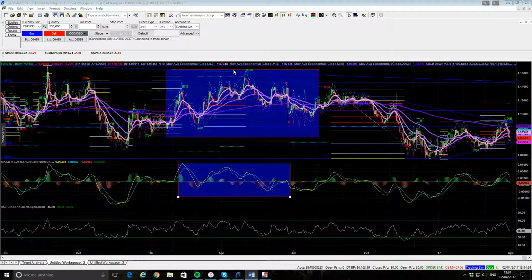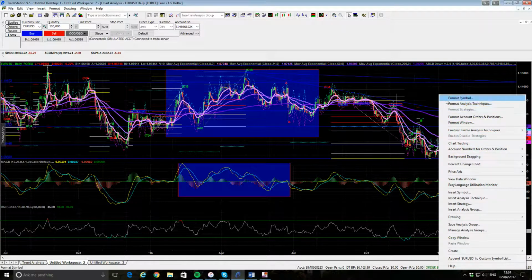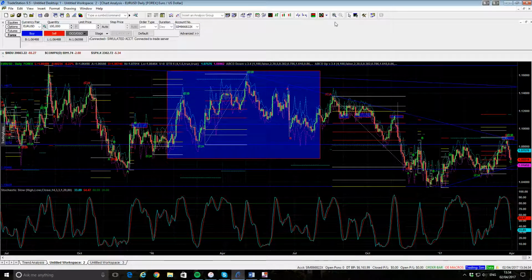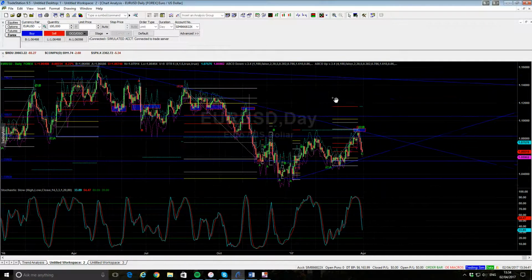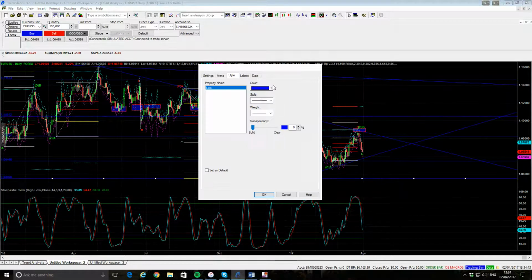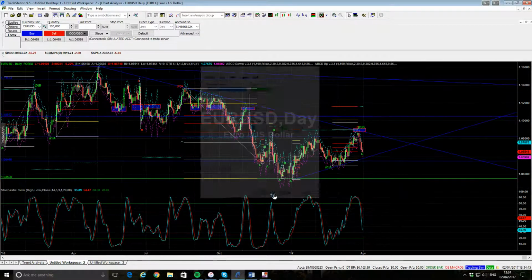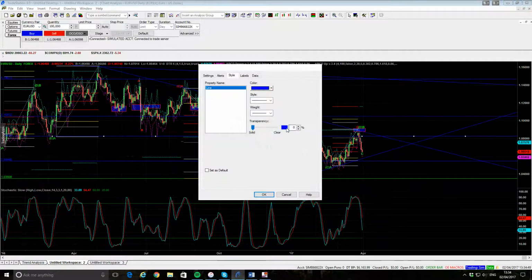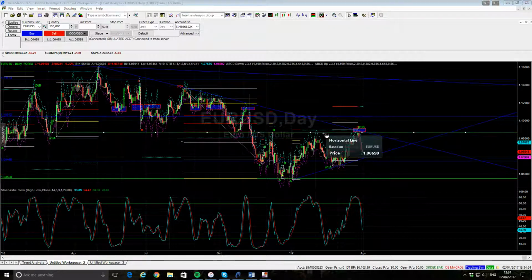So the last analysis technique I'm going to use today is the stochastic. It's one that I don't use that often, but when the market is ranging, like it has been on the daily in the Euro USD, which I will show you once I've just cleaned up this. I like to mark out the range boundaries in green. I think they're the most significant boundaries.